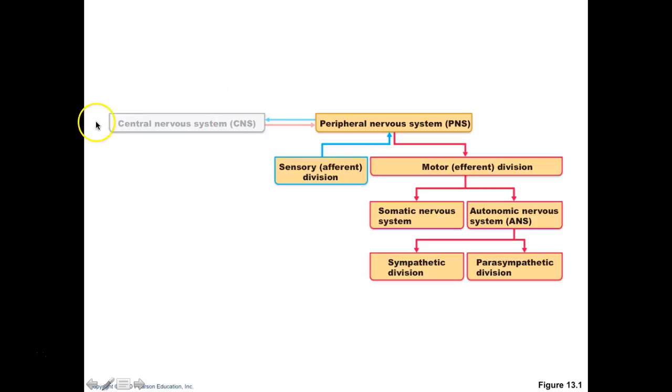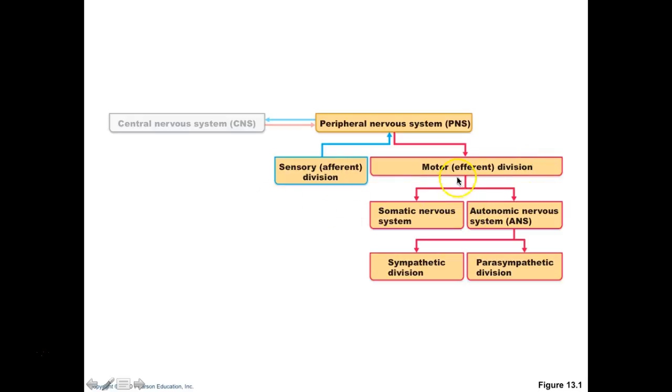So we've already covered the central nervous system in Chapter 12. Chapter 13 will cover most of the peripheral nervous system. We'll talk about our sensory and afferent division, which is going to be information coming into our body through receptors, and motor, or our efferent division. This is information flowing out of our body going toward target organs.